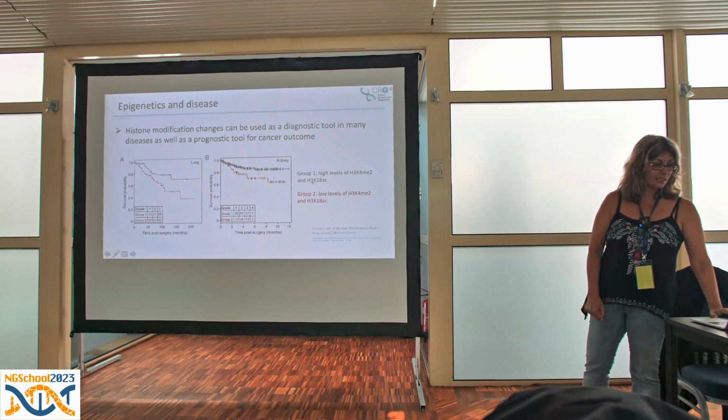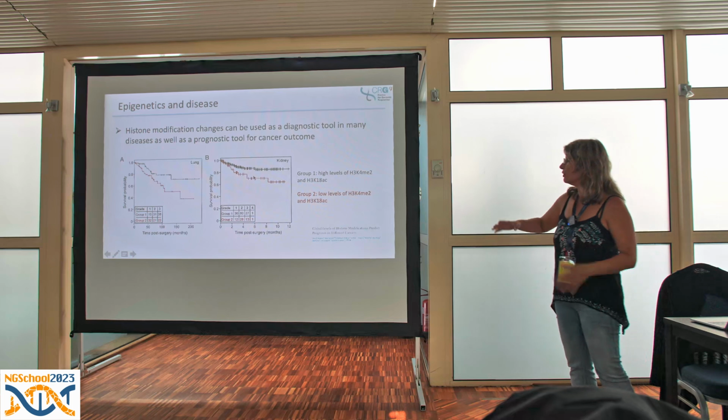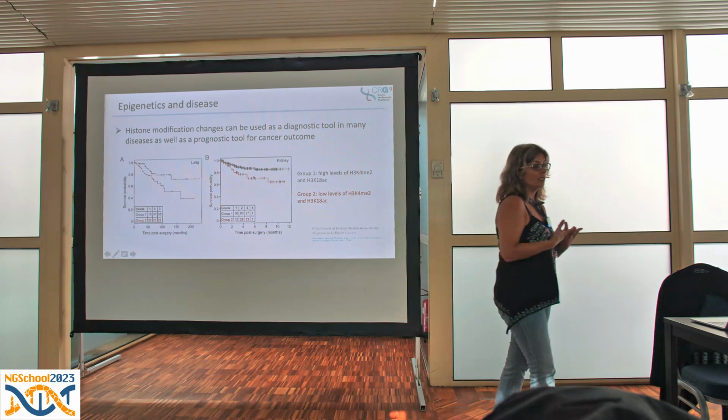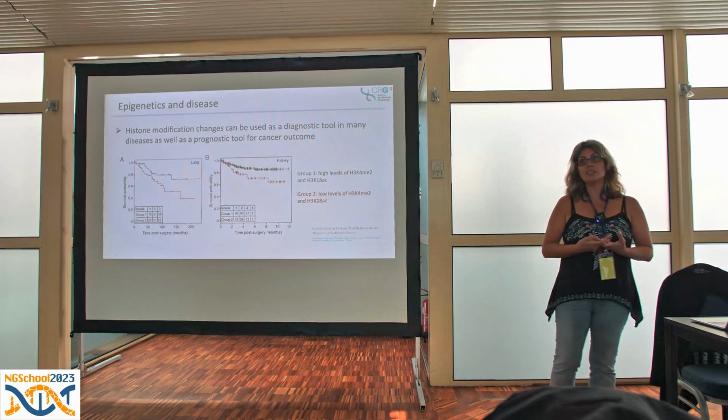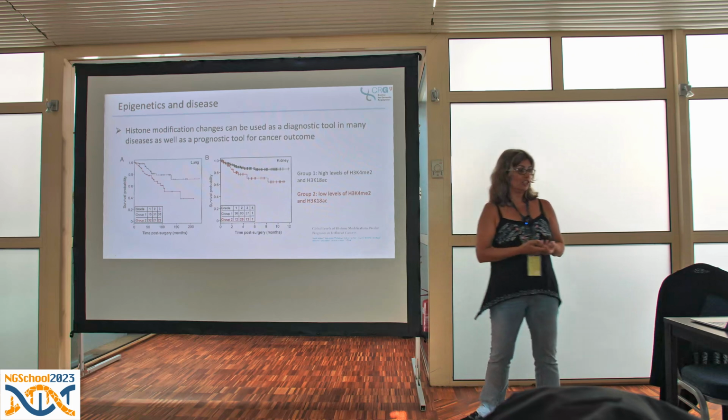And they have seen that different levels of this modification and of H3K18 acetylation can promote different prognosis. So these are survival plots. So certain levels of the modifications indicate better or worse prognosis. So this is another of the reasons why we are so much interested in understanding why histone modifications, chromatin overall, change.